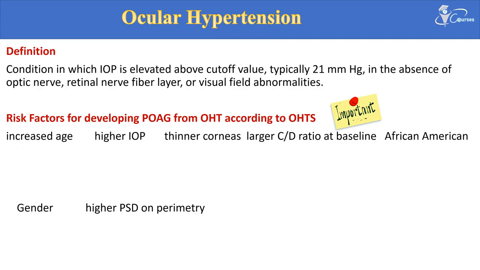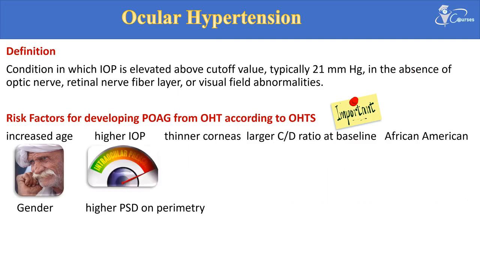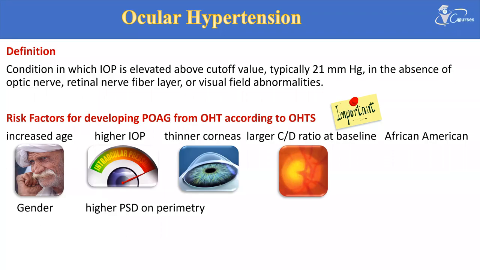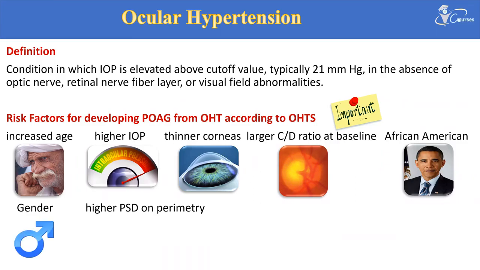What are these risk factors? Increasing age, and higher intraocular pressure at presentation. Most practices will agree on more than 30 millimeters of mercury. So if the patient has more than 30 millimeters of mercury, you are more likely to decrease this intraocular pressure. Thinner corneas also. A larger C/D ratio at presentation. Patients who are African American, so you see that race is very important. Gender, it is more common in males.